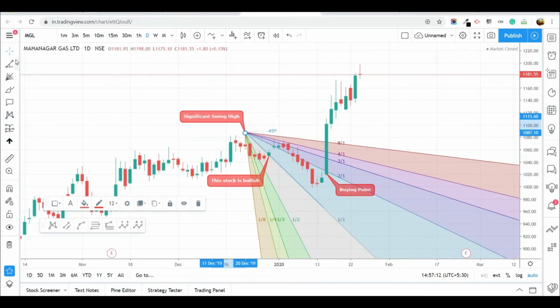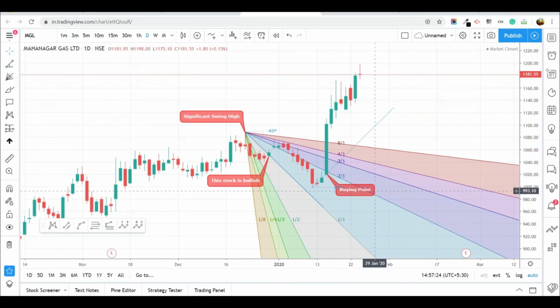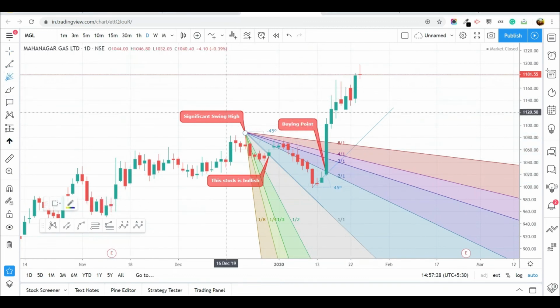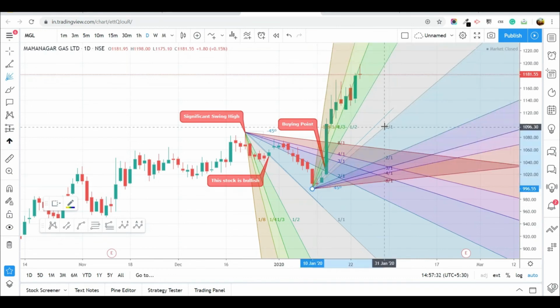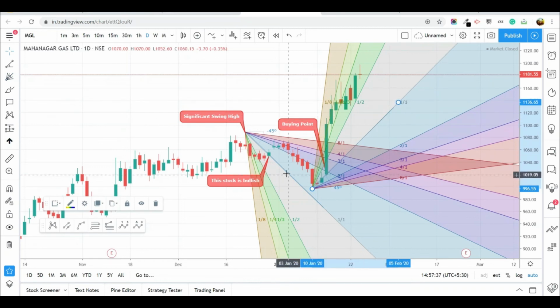We need to draw it once more from the swing low point. What is the swing low previous to this one? This one, right? Significant swing low. Now we need to draw 45 degrees again. This is 45. Let's move this one here. When you are talking about Gann, it always makes the chart look like this because of these lines. Now we draw this one. Okay, our step 3 is done.